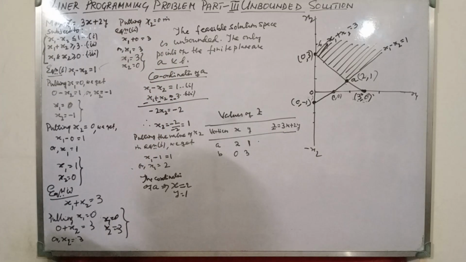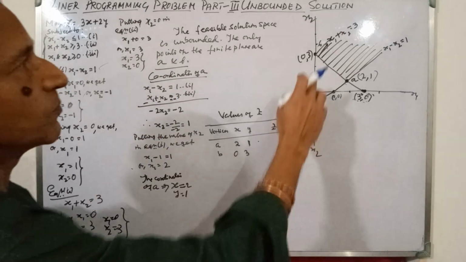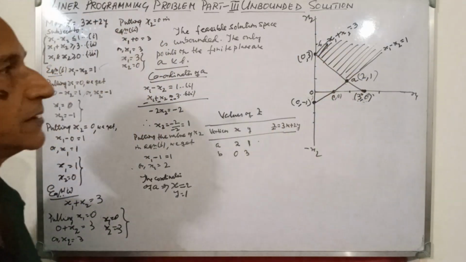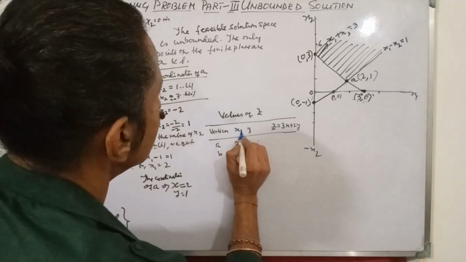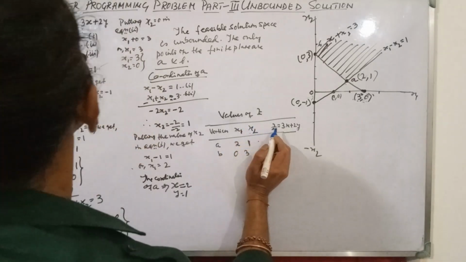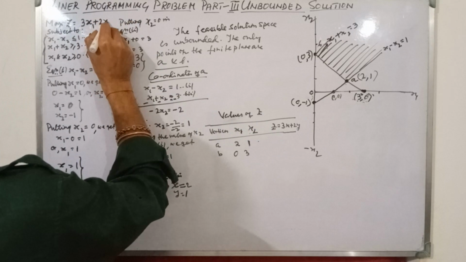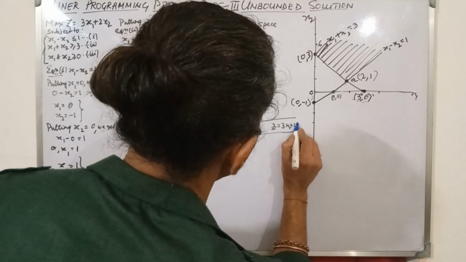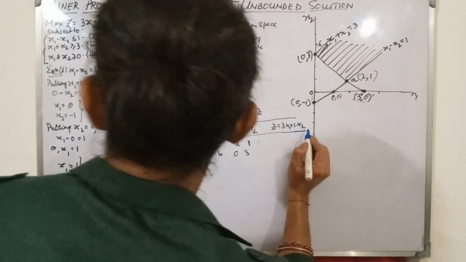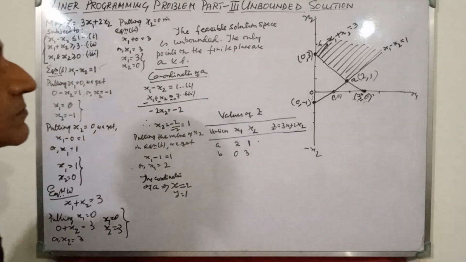Now we are putting the values of the coordinates. The two coordinates that are on the finite plane are point A and point B. The coordinates of point A are 2 and 1 and the coordinates of point B are 0 and 3. This is x1, this is x2. The objective function is 3x1 plus 2x2. Instead of y, take it as x2. The objective function is z equals 3x1 plus 2x2.